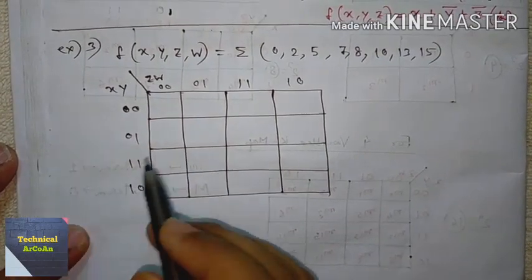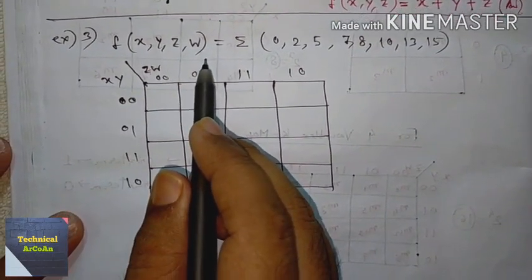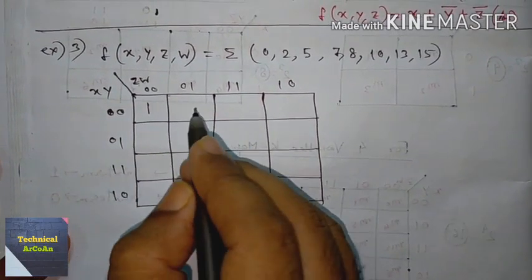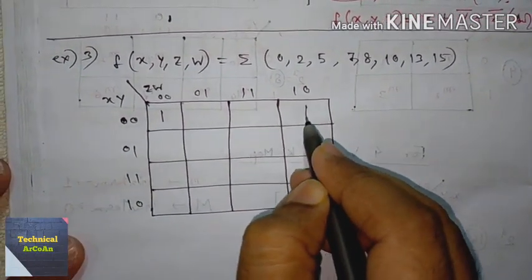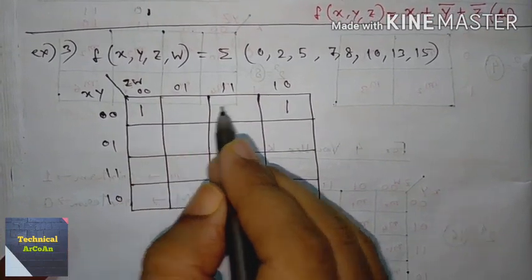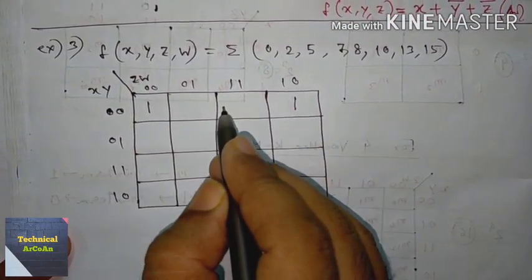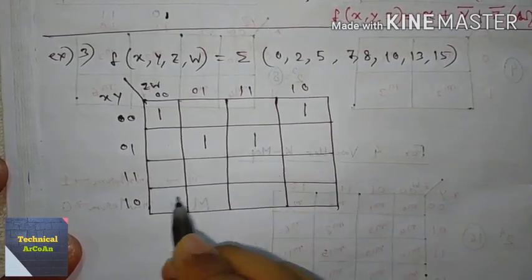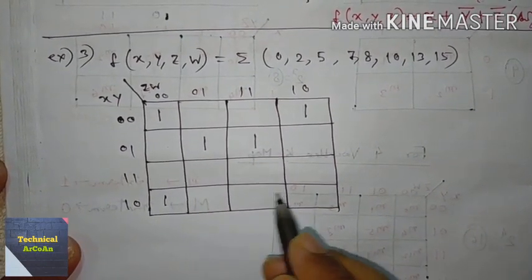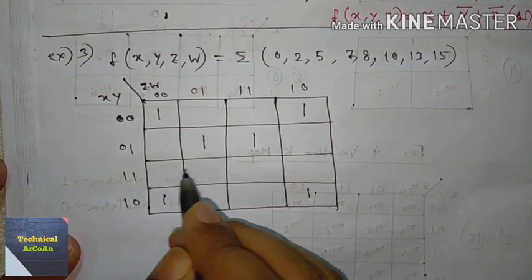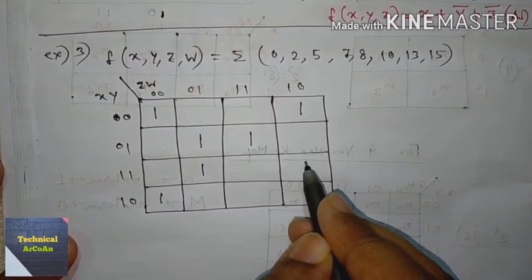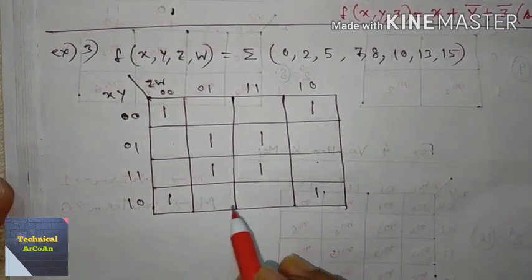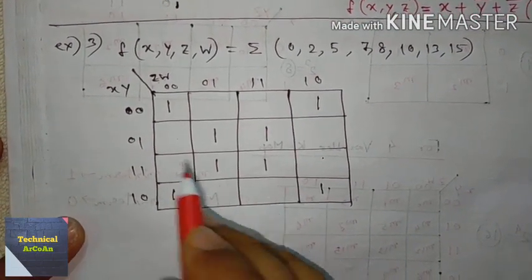Now this is a third example where we take a 4 variable Carnot map. Okay, the position is given 0, so this will be the 0, 1, this is a 2. So 0, 1, 2, 3, 4, 5, this is a 5, 6, 7. This is a 7. Now 8, 9, 10, 11, 12, 13, 14, 15. In that way we put the 1 here. After that we form the group.